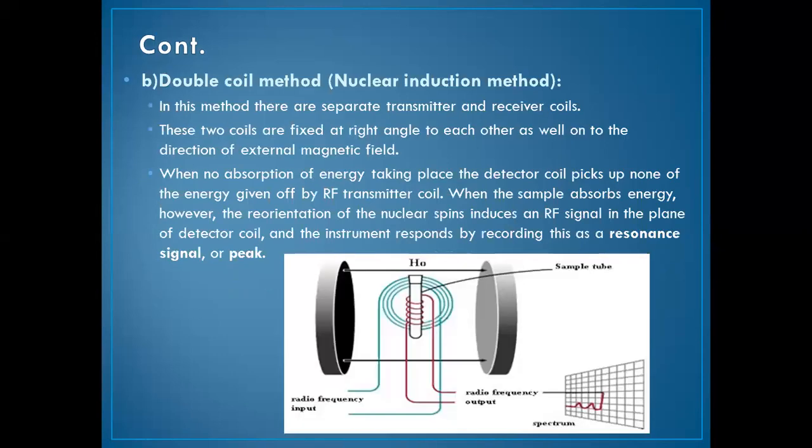The second, the double coil method, is also known as the nuclear induction method. In this method, there are separate transmitter and receiver coils. These two coils are fixed at right angles to each other and to the direction of the external magnetic field. When no absorption of energy takes place, the detector coil picks up none of the energy given off by the RF transmitter coil. When the sample absorbs energy, however, the reorientation of the nuclear spins induces an RF signal in the plane of the detector coil, and the instrument responds by recording this as a resonant signal or peak, as shown in the diagram.